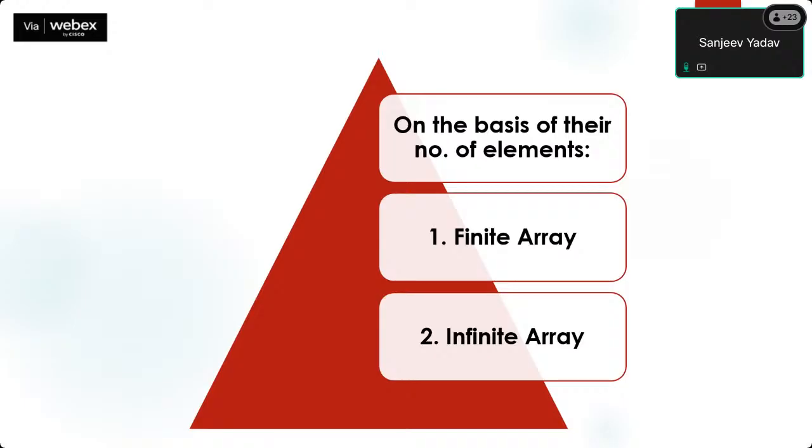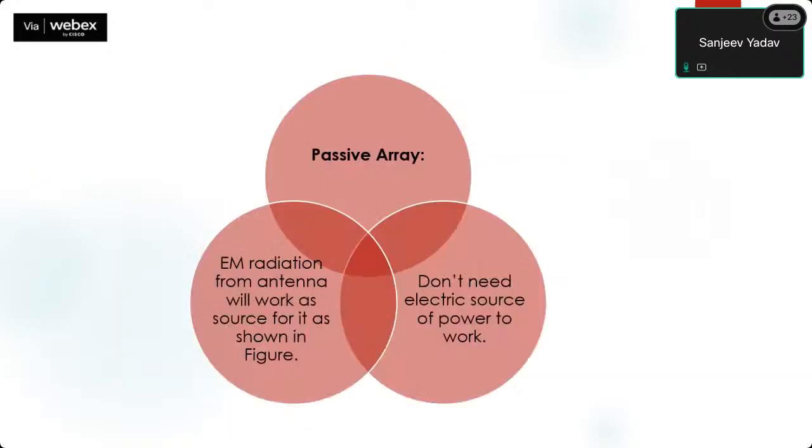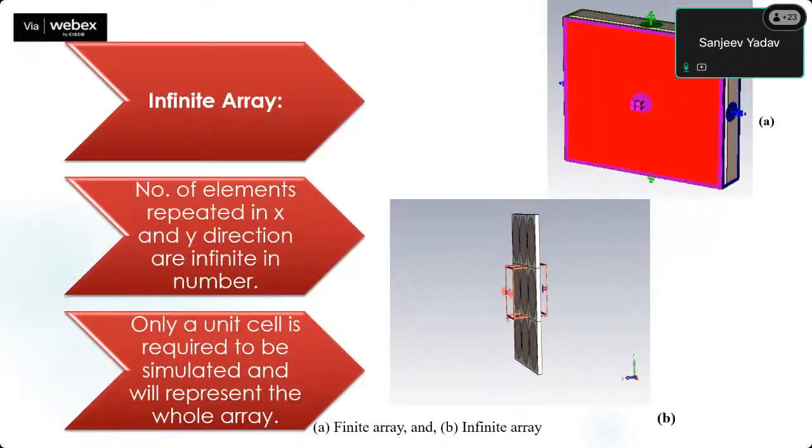In the finite array, the effect of size and the edge currents induced on the FSS affect the radiation performance of the antenna. Also, the number of elements repeated in the X and Y directions is fixed, as I showed you in the previous figure. It can be used for very small places. But in the case of an infinite array, we can use the maximum number of elements or unit cells. The number of elements repeated in the X and Y directions is infinite. Only a unit cell is required to be simulated, and it will represent the whole array.